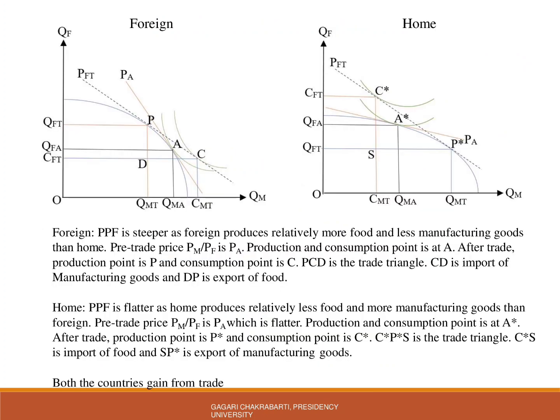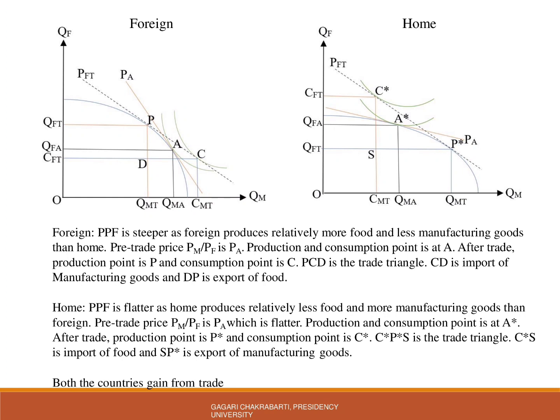So we consider these two diagrams. On the left hand side, we consider the PPF for the foreign country, and on the right hand side, we consider the PPF for the home country. In the foreign market, the PPF is steeper because foreign produces relatively more food and less manufacturing goods than home, because of our previous assumption. So we assume that pre-trade PM by PF is PA, production and consumption is at point A.